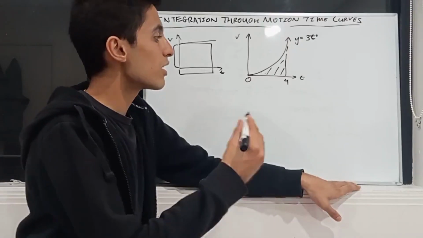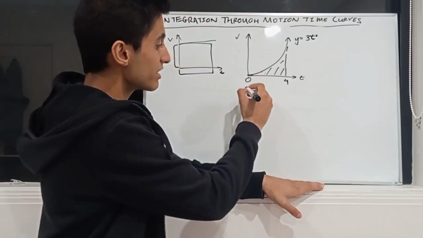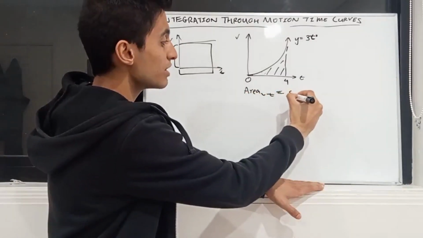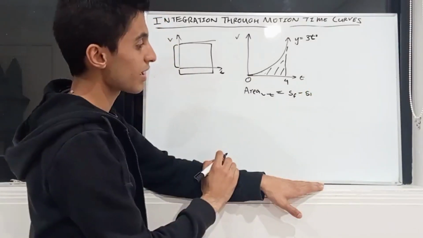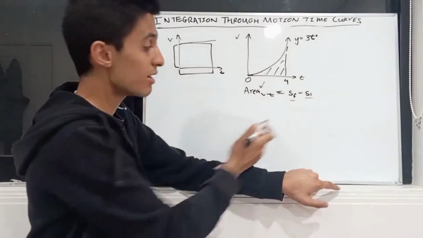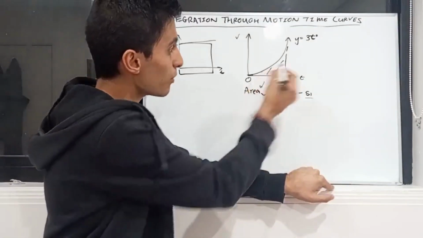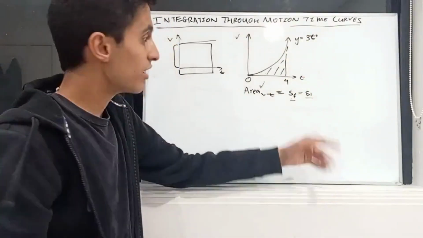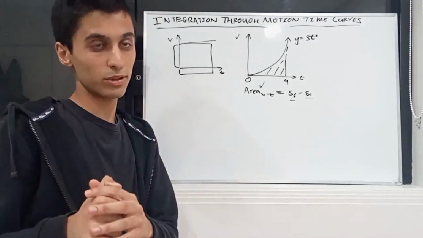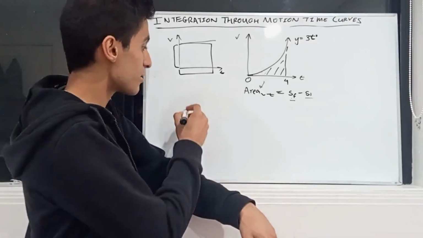Now, going back to what we discussed before, the area underneath a velocity time curve is the same as final displacement minus initial displacement. But what we're given here is the velocity time curve. We haven't been given final and initial displacement. And so somehow we have to use this curve in order to figure out what the displacement curve was.